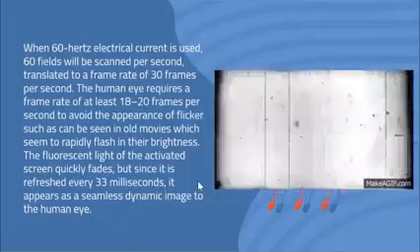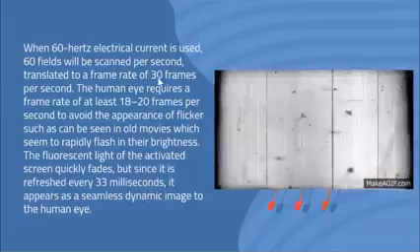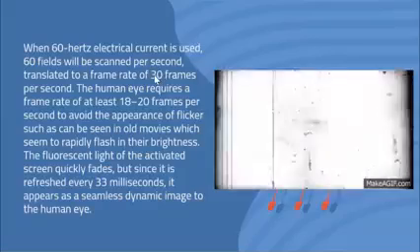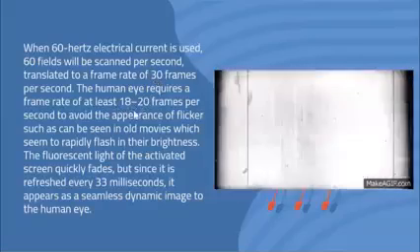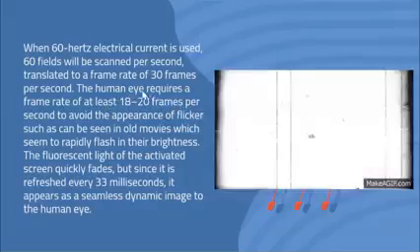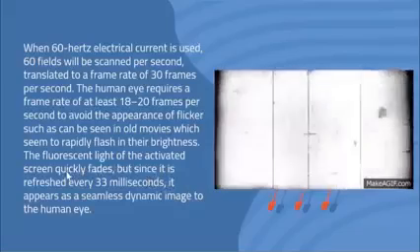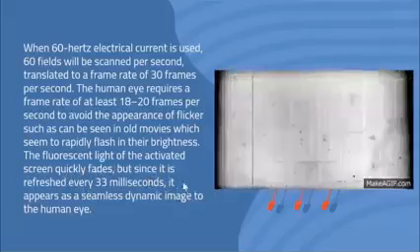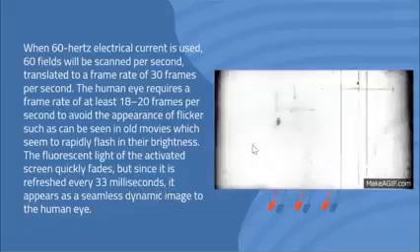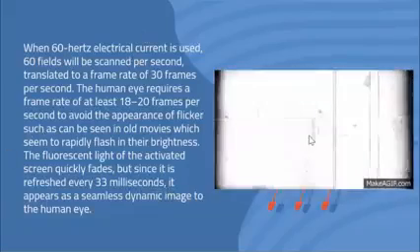it appears as a seamless dynamic image to the human eye. Okay? So that is it, since the frame rate is above 60 Hz. It is 30 frames per second, so it goes above the capacity of the human eye, which is 18 to 20 frames. So therefore, coupled with the fast refresh rate of 33 milliseconds, the appearance is continuous, it doesn't flicker like this. Okay?